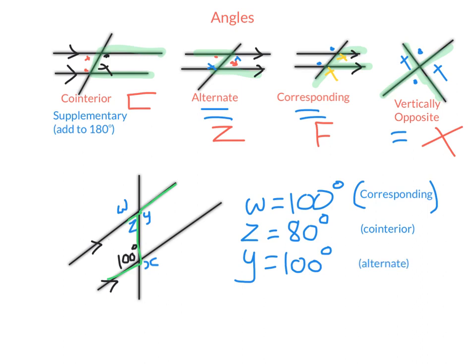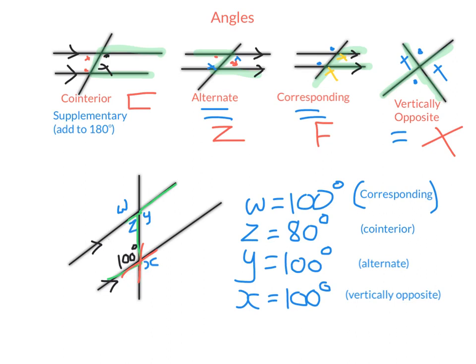Finally, we have X. This angle over here, hopefully you can see there's an X shape made here and here. So these 2 angles are vertically opposite, and so they must be equal. Since X is vertically opposite to the 100-degree angle, X is also 100 degrees. We're done with angles here, so please make sure you know these 4 types of angles because it makes congruence questions so much simpler.